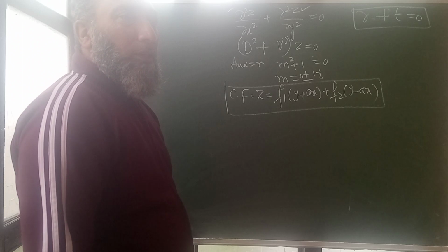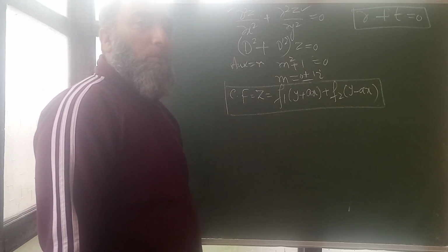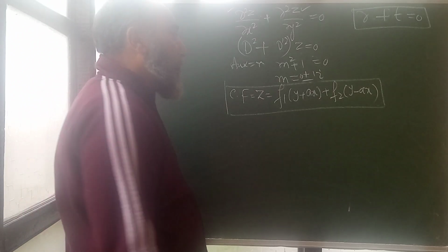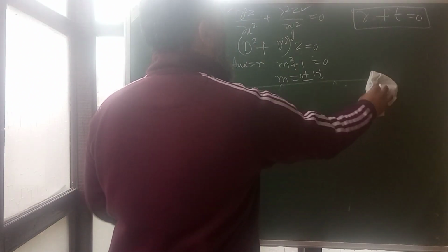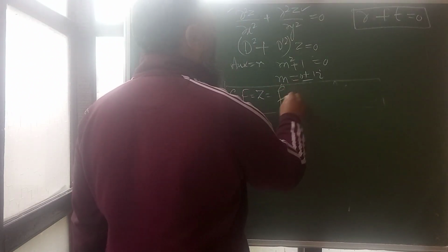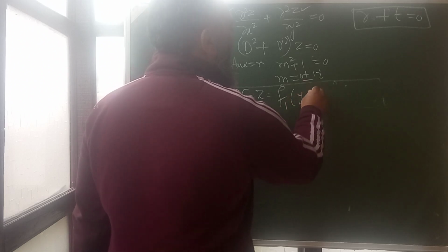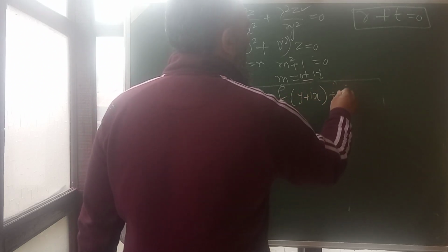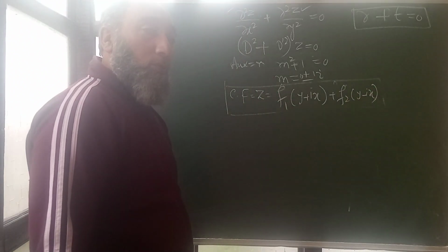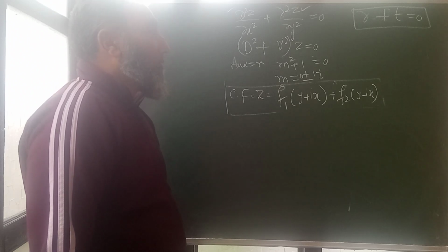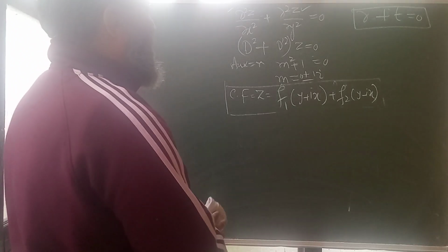You don't have to write in terms of e to the power ax, cos and sine. What you have to write, what is the complementary function? It is function of y plus iota x plus function of y minus iota x. This is it. I have taken up this question also in your second lecture. Next.